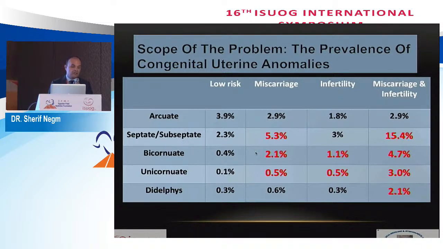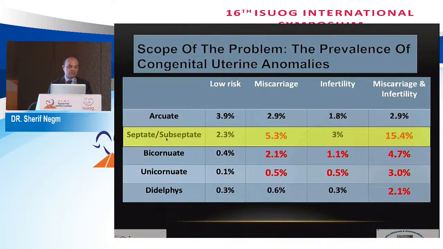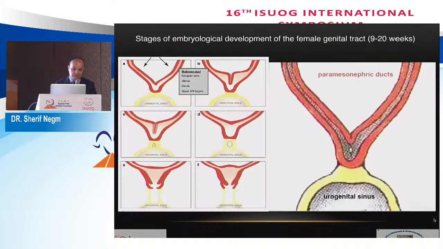The Mullerian anomaly that resulted in the worst reproductive performance was the septate or partial septate uterus, which was found in only about 2% of low-risk women and up to 15% in patients with poor reproductive performance, such as miscarriage and infertility. The other Mullerian anomalies were less prevalent in the general population and were, of course, more common in patients with miscarriage and infertility.